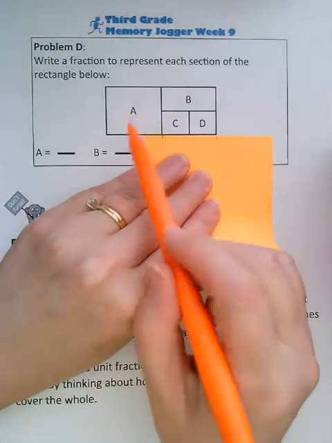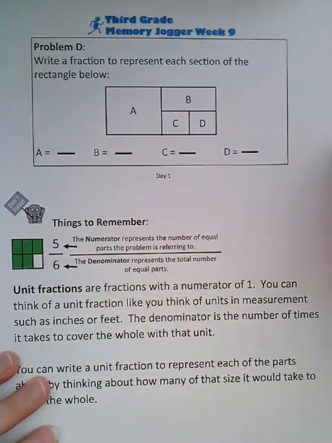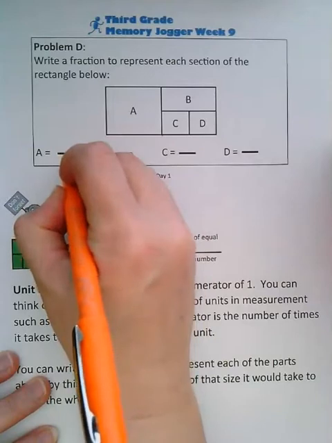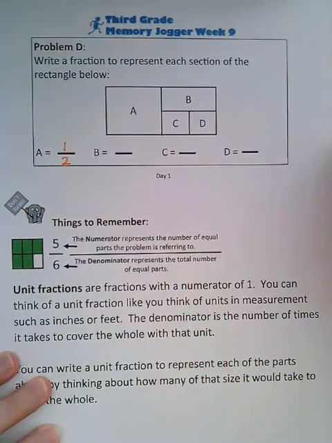So if I were to take another copy of A and lay it over B, C, and D, I could cover the whole rectangle with A's. So it would take 2 A's to cover the whole rectangle. So A is 1/2 because there's only one of them.